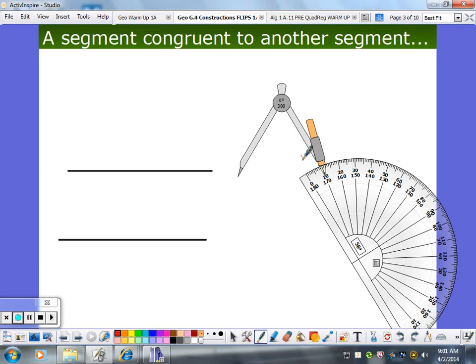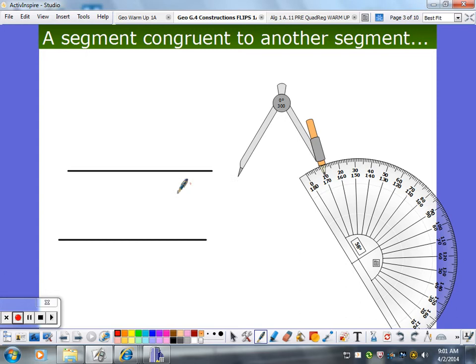Okay, so turn to page 2. We're going to be constructing a segment congruent to another segment. All right, so watch what you do. Let's watch first. So here's a segment, and I put this line here as a second segment. So initially you'll have nothing.